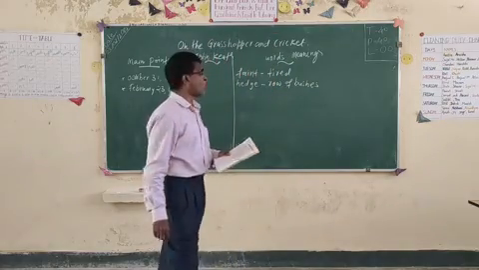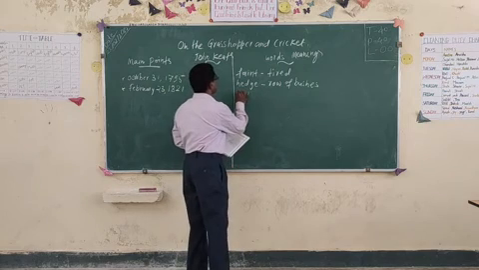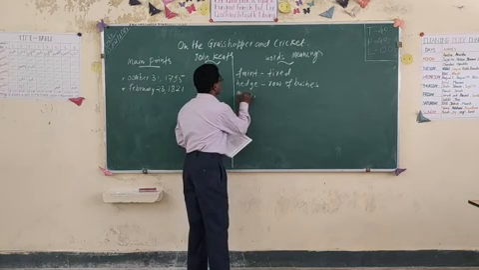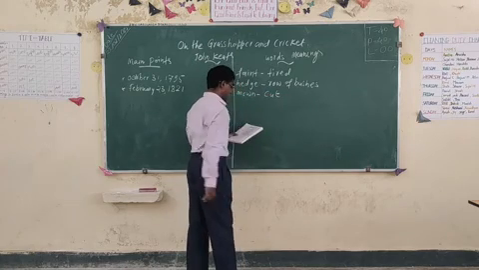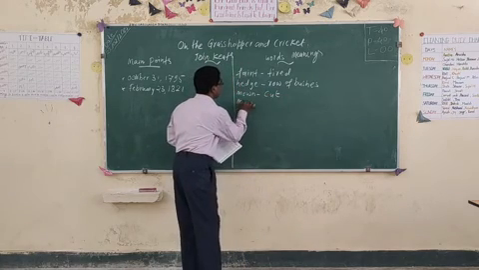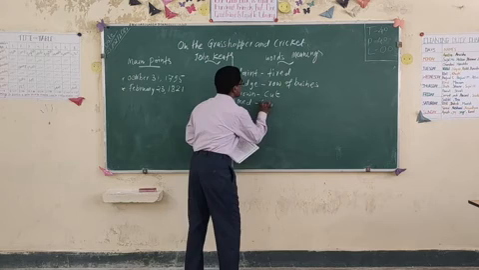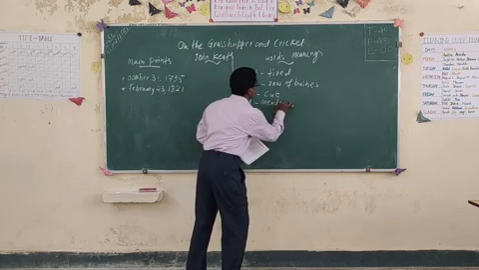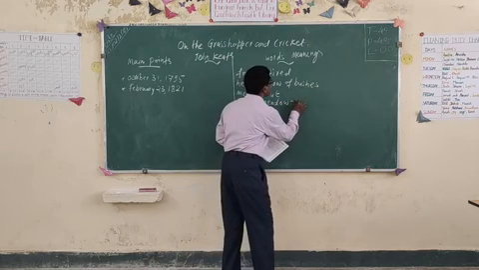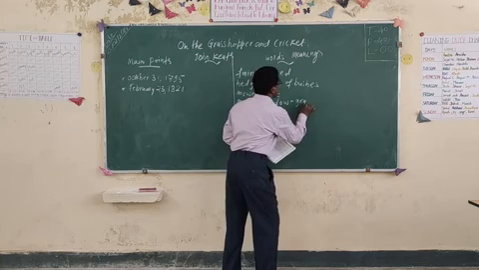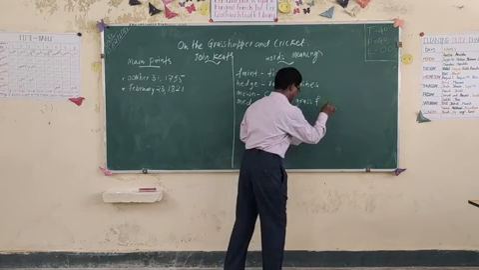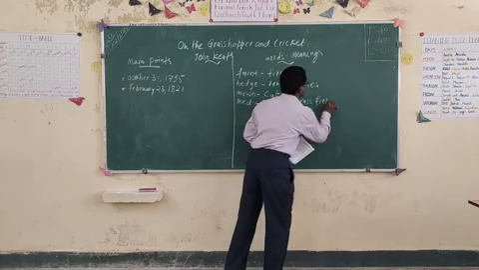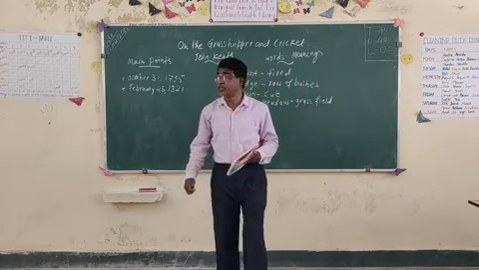New mown. Mown means cut. Mead means meadow, which means grass land or grass field.